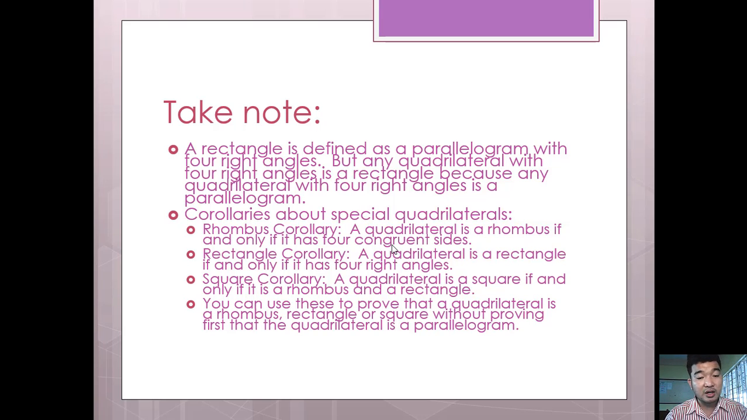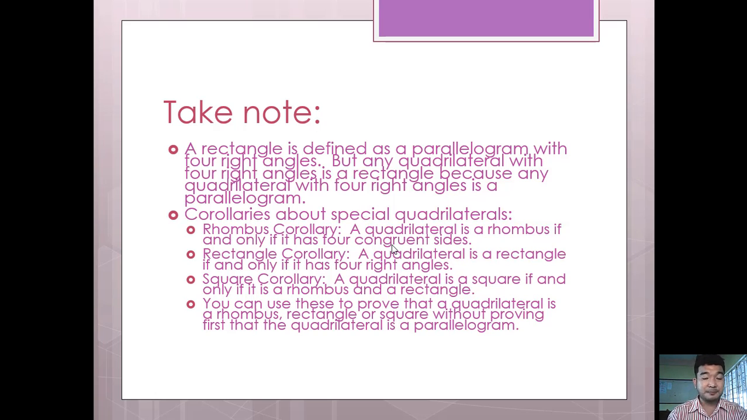How about the rectangle corollary? A quadrilateral is a rectangle if and only if it has 4 right angles. Again, matatawag lang na rectangle ang isang quadrilateral kung meron siyang 4 na right angles. Review: rhombus, matatawag lang siya na rhombus kung meron siyang 4 na magkakamukhang sides.